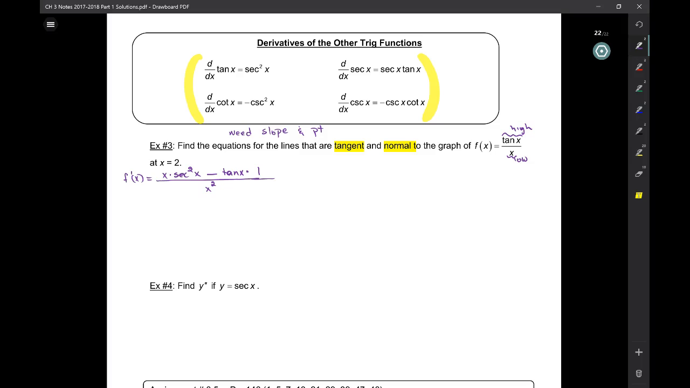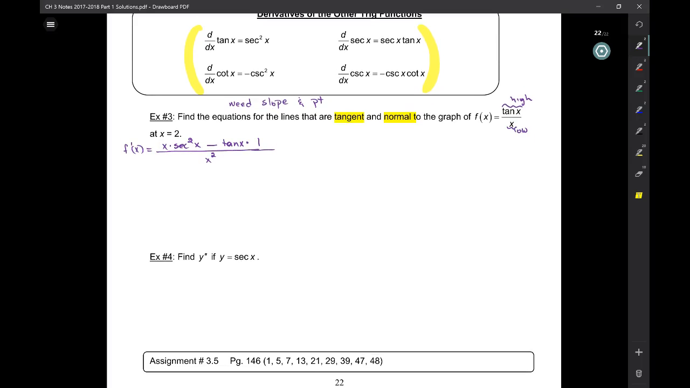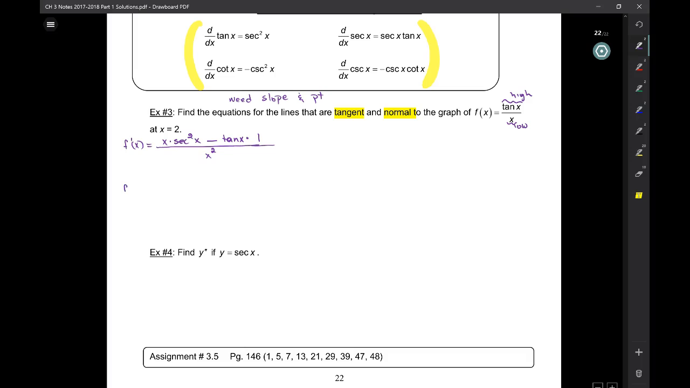I'm running out of time, so let me do this, okay? All right, so now what we really want is f prime of 2. Because we need the slope at x equals 2. Not really, because you're going to plug in a 2, right? You really need a numerical value. Okay? So what I want is f prime of 2. So all the x's are going to be 2's.